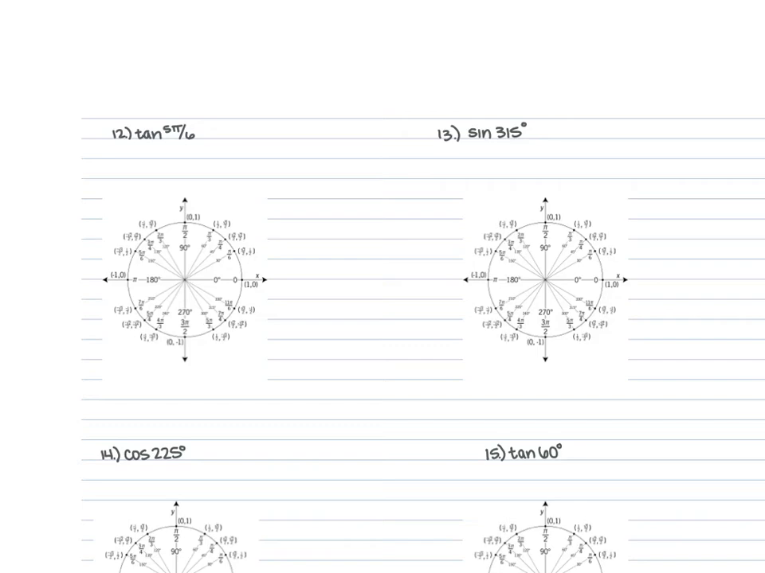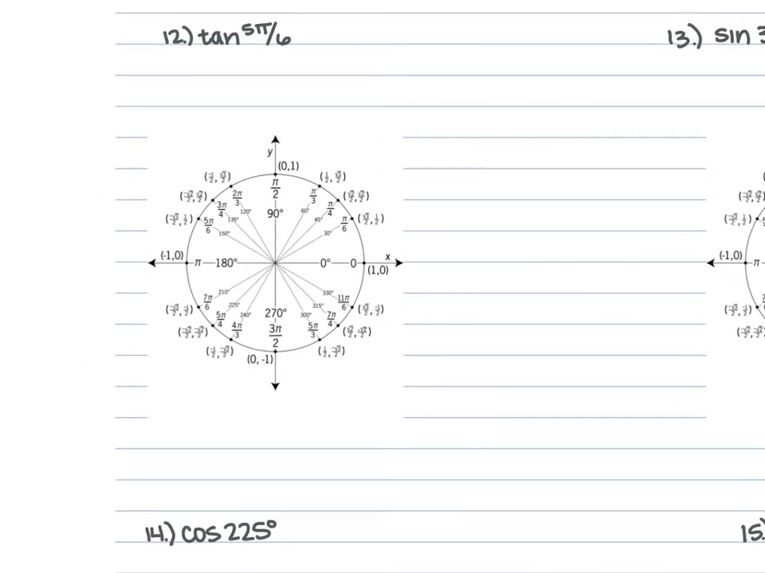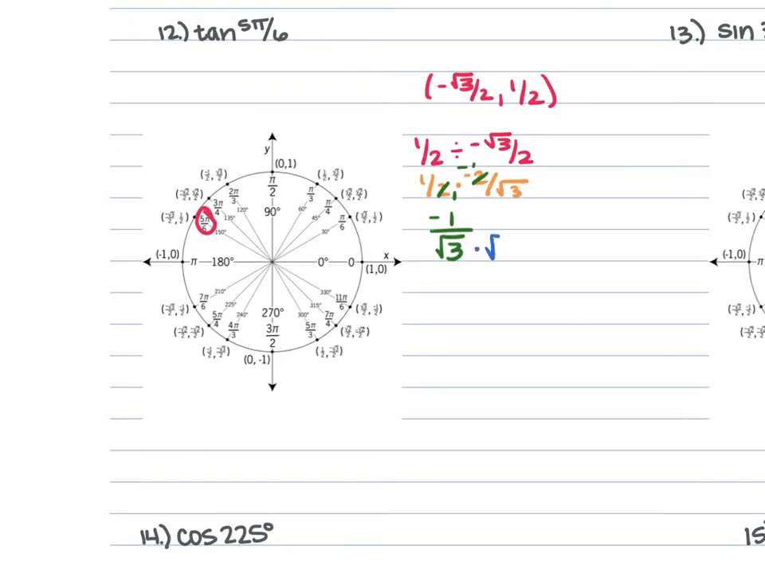For 12, we have tangent 5 pi over 6. So 5 pi over 6 is here. Tangent is y divided by x. So we have the ordered pair negative square root 3 over 2, comma 1/2. So this is going to be 1/2 divided by negative square root 3 over 2. Keep change flip, so 1/2 times negative 2 over the square root of 3. Those 2's would cancel to become 1 and negative 1, so we just have negative 1 over the square root of 3. We're going to rationalize this denominator and multiply the top and the bottom by the square root of 3, so we get negative square root 3 over 3.